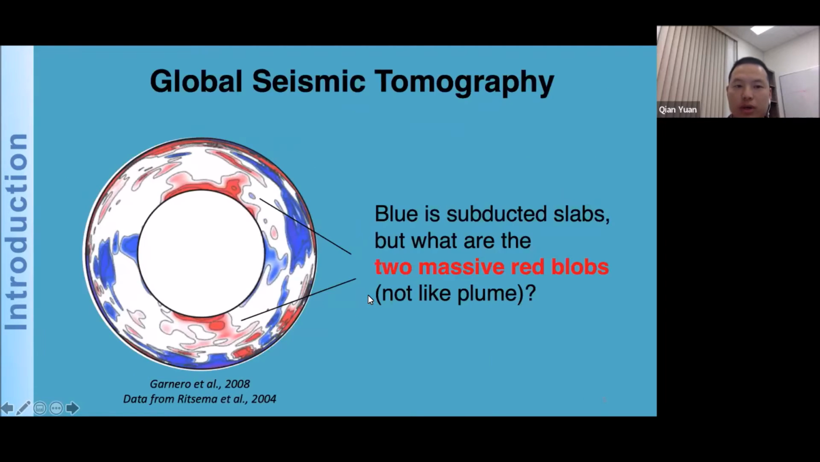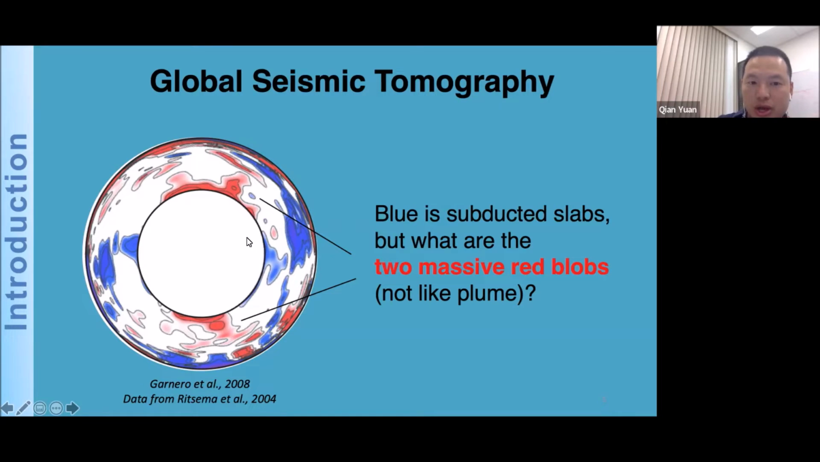Now let's move on to global seismic tomography. Here is a seismic cross-section of the equator, or I'm not sure it's the equator, but it's a cross-section of the Earth. The data is a little bit old, but recent data also show these features. Previously, we showed the linear structure of the slab, and then the plume.